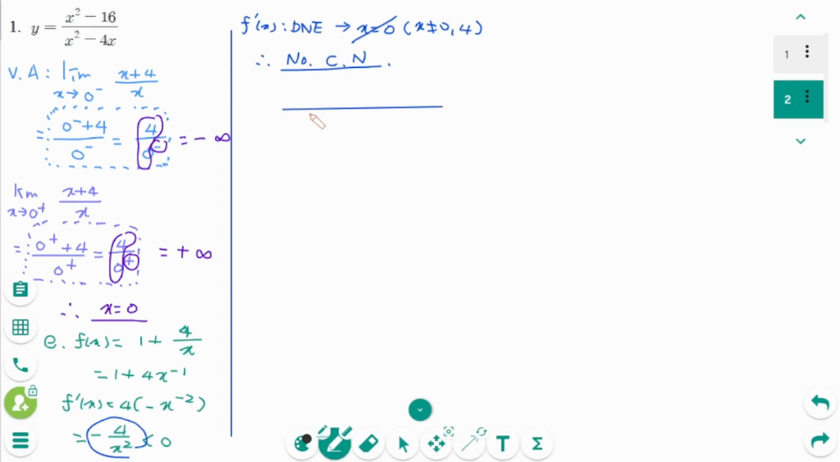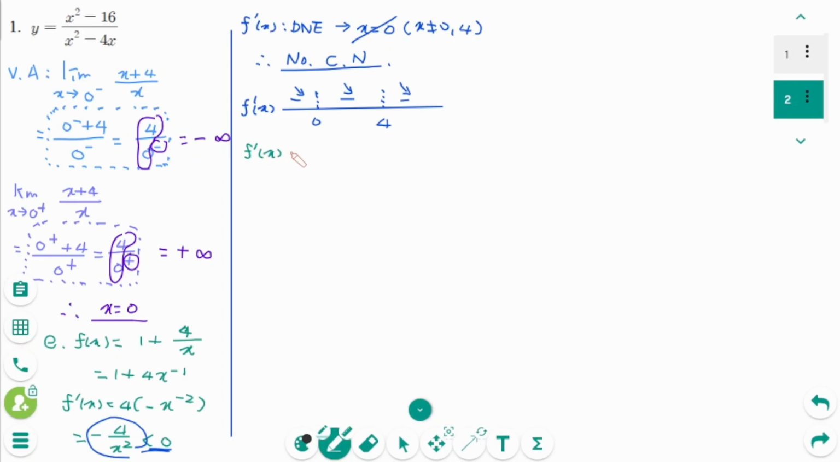There's number line, f prime of x. This is the broken line, 0 and 4, because of the domain. And this one is always negative, like this.